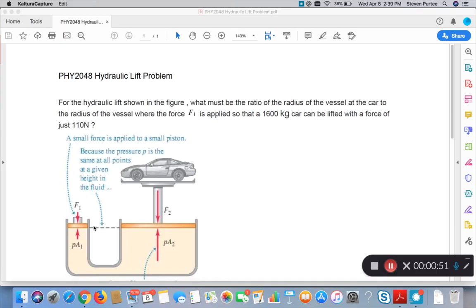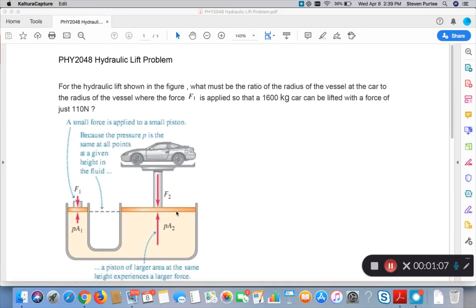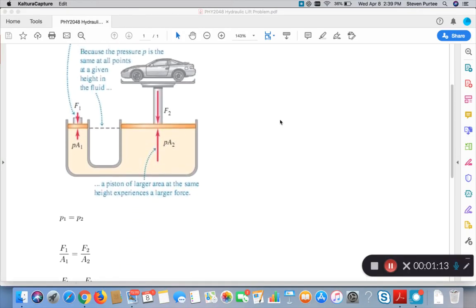And remember, pressure is force divided by area. So if I have a small area here with a medium-sized force and a big area here, I can lift a big force here. So here's our setup. Read the question. Okay, hopefully you've done that.